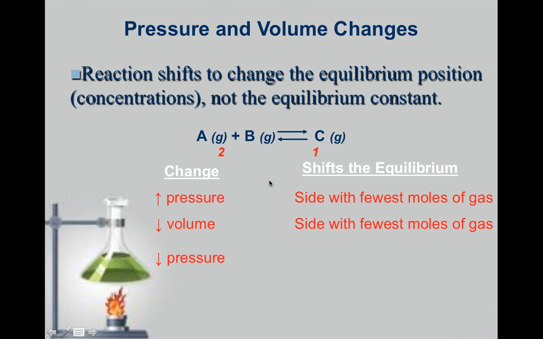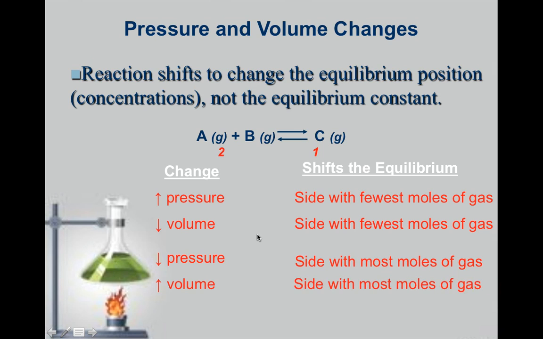If we decrease the pressure, it's going to shift to the side with the most moles of gas. So if I am looking at this reaction right here and I say, how will equilibrium shift if we decrease pressure on the system or if we increase the volume on the system? It's going to shift to the left because that's the side with more moles of gas.